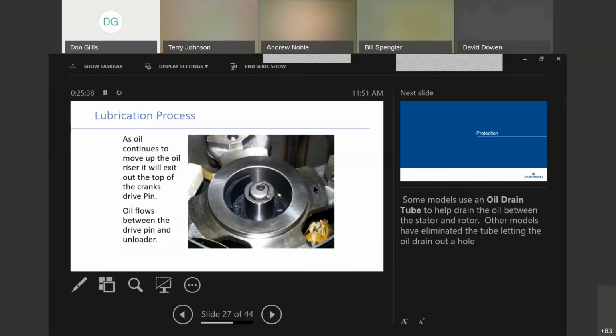This is that straddle bearing here at the top. This is that unloader bushing I was talking about. As the oil continues to move up the oil riser, it will exit out the top of the crank drive pins. Notice this hole over here. This is how the oil would drill back out, down. These are those sleeve guides I was talking about earlier, okay? Some models use an oil drain and some use the oil tube to help drain the oil between the stator and the rotor. And other models have just eliminated the tube, letting the oil just drain out the hole like you see in the picture here.